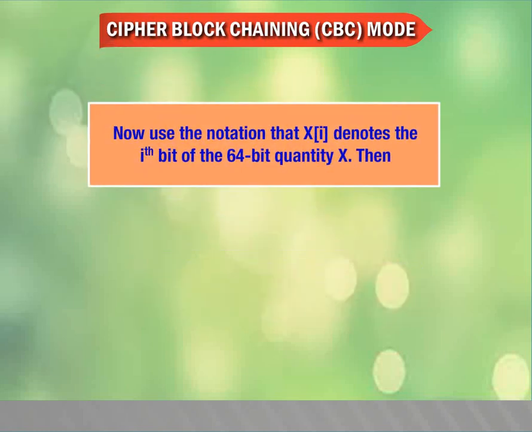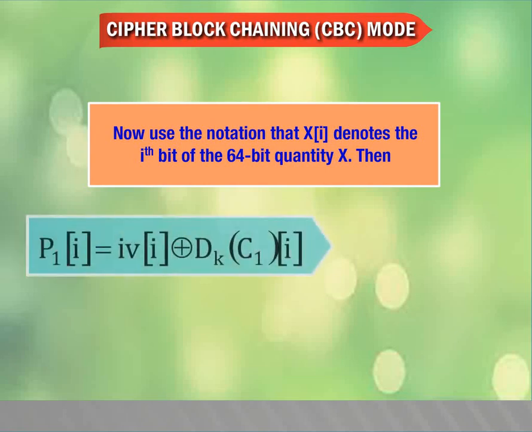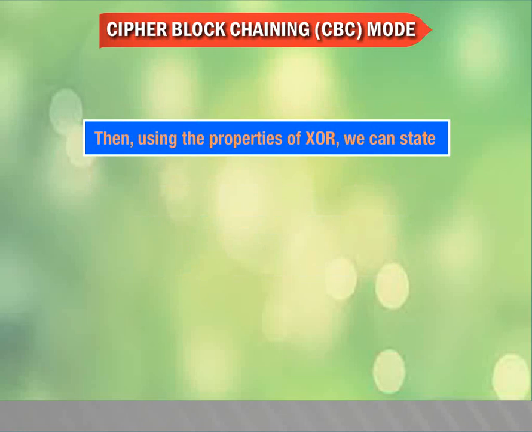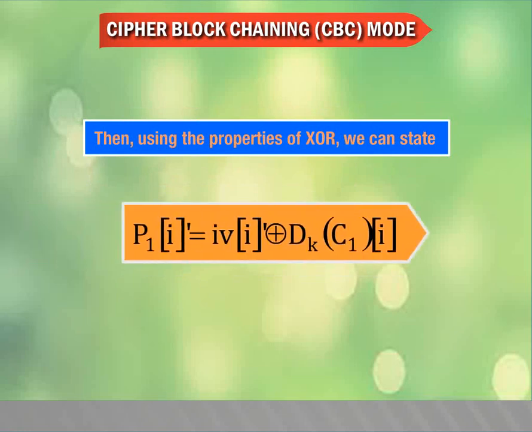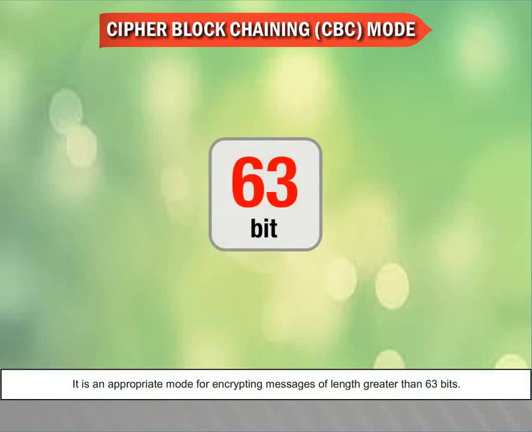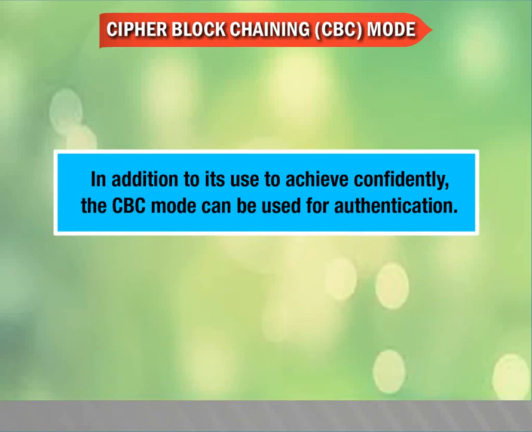Now use the notation that X(i) denotes the ith bit of the 64-bit quantity X. Then P1(i) is equal to IV(i) XOR Dk of C1(i). Then using the properties of XOR, we can state P1(i)' is equal to IV(i)' XOR Dk of C1(i). This means that if an opponent can predictably change bits in IV, the corresponding bits of the received value of P1 can be changed. It is an appropriate mode for encrypting messages of length greater than 63 bits. In addition to its use to achieve confidentiality, the CBC mode can be used for authentication.